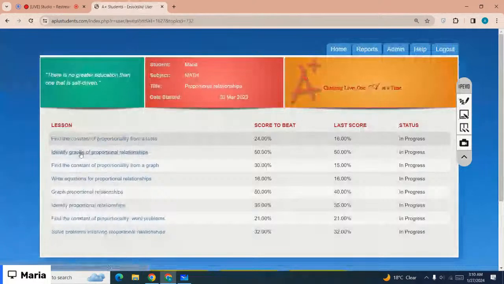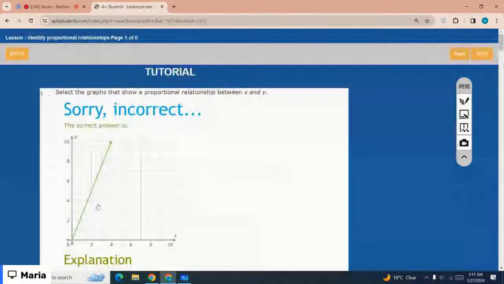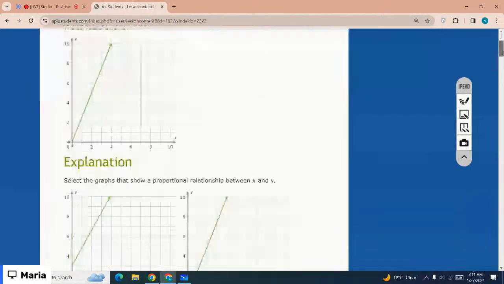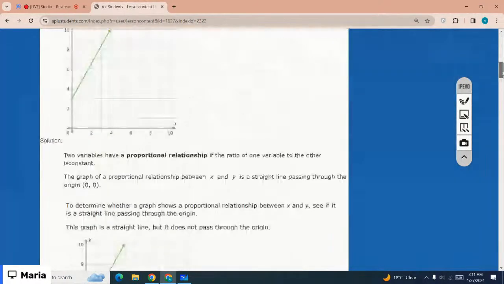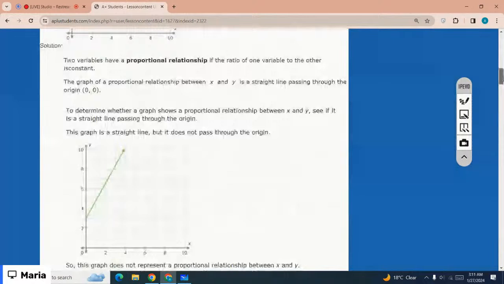The next lesson is identify proportional relationships. Select the graph that shows a proportional relationship between x and y. Proportional relationship means if the value of variable x is increasing, the value of variable y is also increasing, right? We are given two graphs. Two variables have a proportional relationship if the ratio of one variable to the other is constant, right?